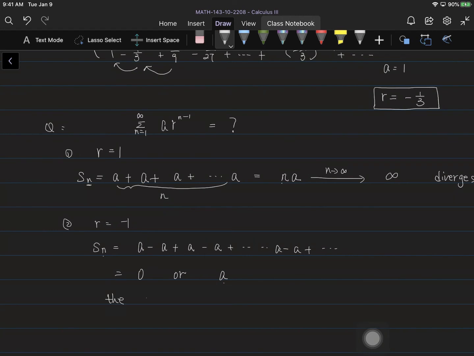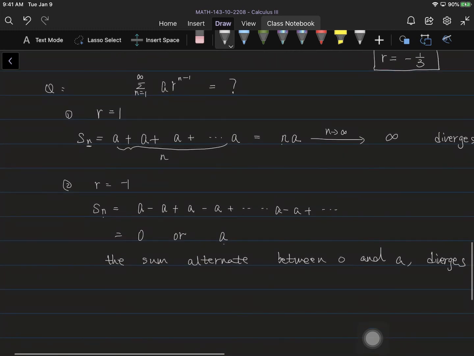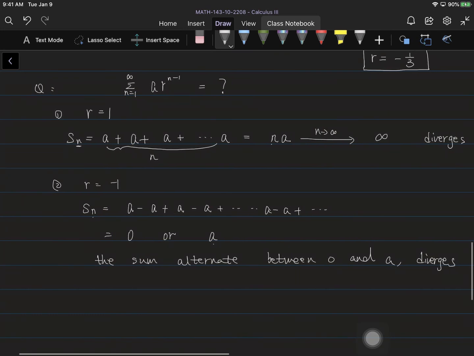In this case, the sum alternates between 0 and a. There's no limit, right? We also say it diverges. So when r is +1 or -1, the series diverges.